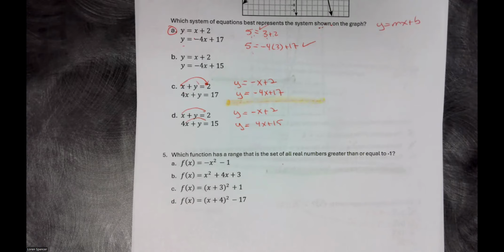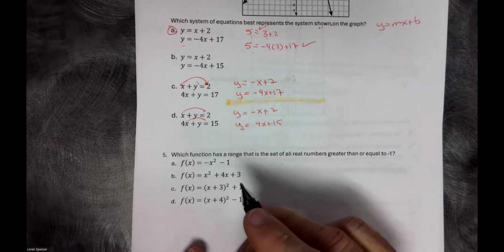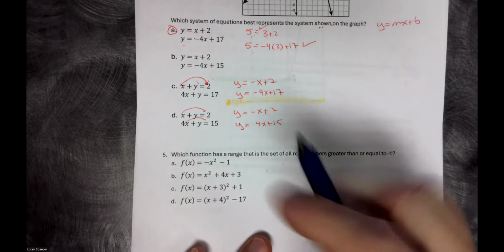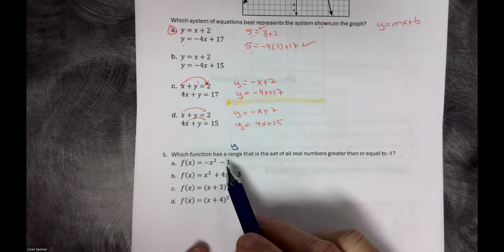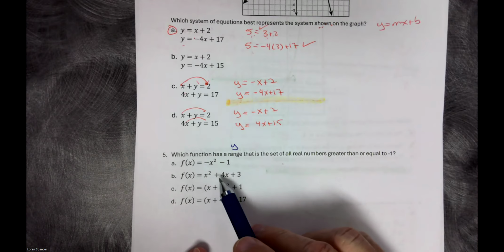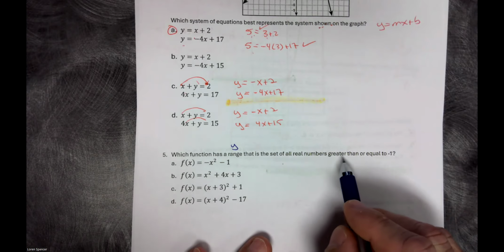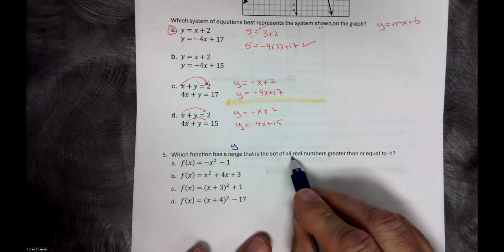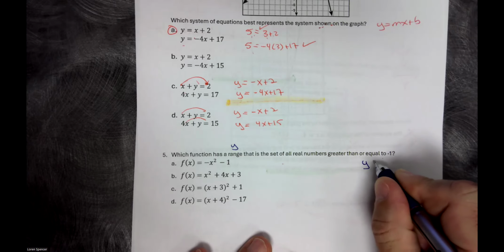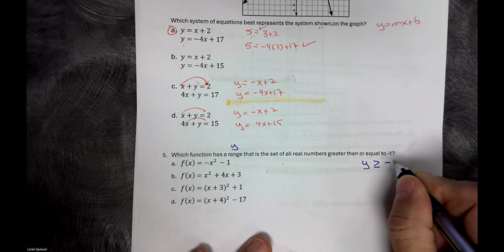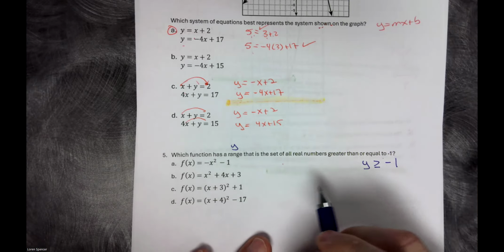So number 5, it says, which function has a range that is a set of all real numbers greater than or equal to negative 1? You're like, gosh, I don't even know what that looks like. I don't either. But I do know this. I know the range is my y values. And I'm going to go to Desmos and plug in these equations, and it says the range has to be all greater than or equal to negative 1. So y has to be greater than or equal to negative 1.